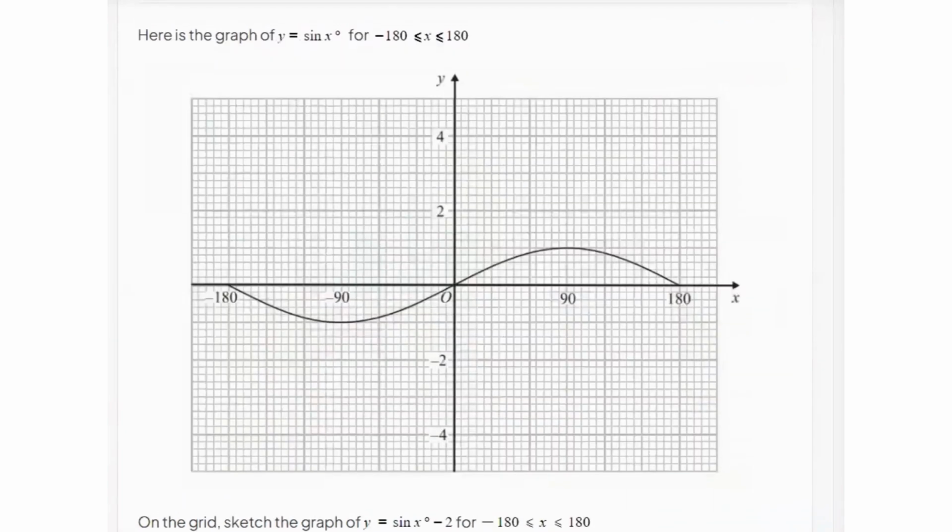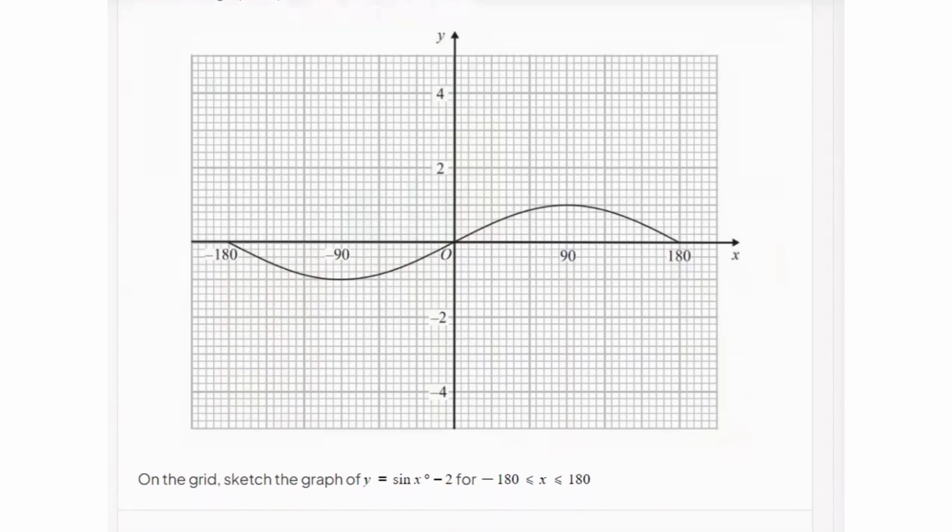In question 3, it says here's the graph of y equals sine x for x greater than or equal to negative 180 and less than or equal to 180. This is our graph. It says, on the grid, sketch the graph of y equals sine x minus 2 for negative 180 to 180. Since it says y equals sine x minus 2, we're going to do a vertical translation. In this vertical translation, we're going to bring the graph 2 units down.